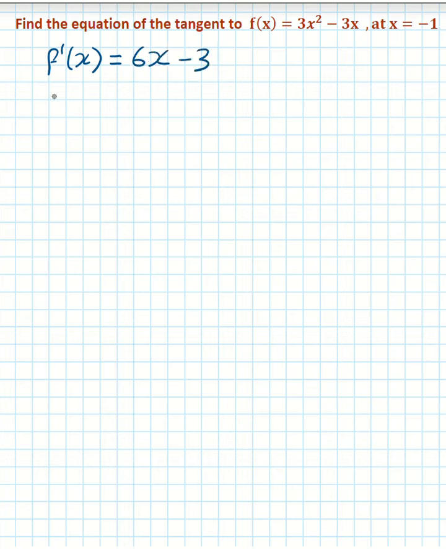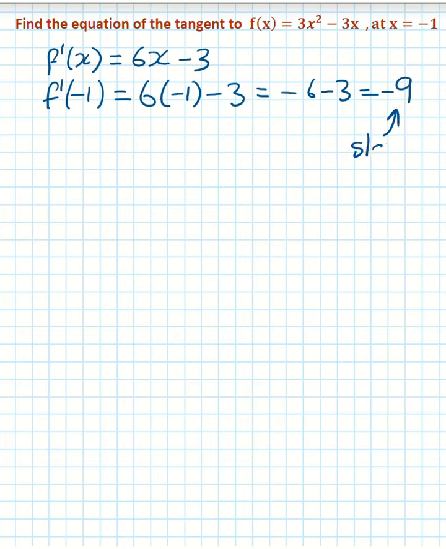And then we're going to find out what's the slope at this function. So it's going to be at this point, so it's going to be minus 1, sorry. So it's going to be f dash x of minus 1 equals 6 times minus 1, substituting for x, minus 3. And so that becomes minus 6 minus 3, which equals minus 9. So that's the slope at that point.